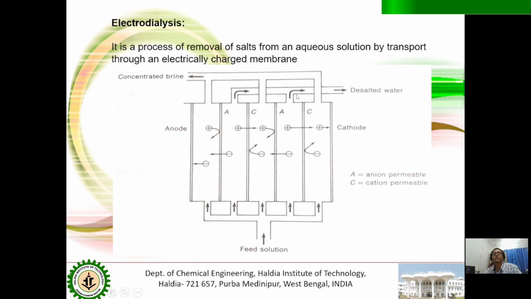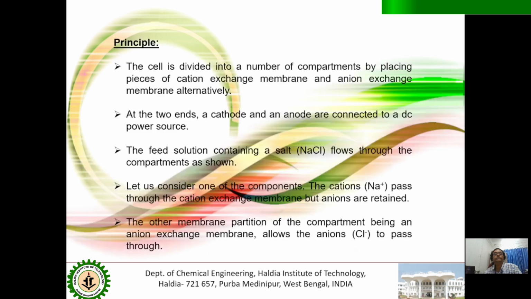So if they react with each other, we can get desalinated water, mainly hydrogen and hydroxyl ions combine with each other and form desalinated water, and from the other side we get a concentrated brine solution, which is mostly used for the separation of saline water.